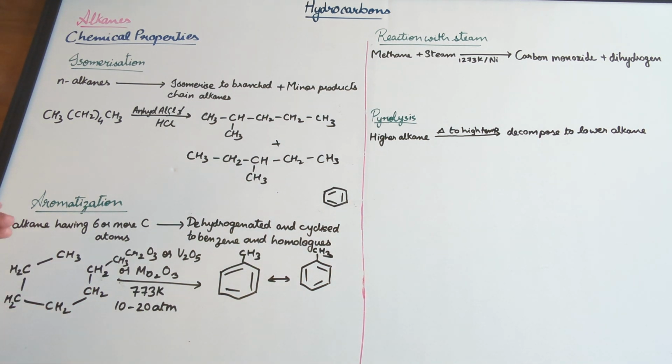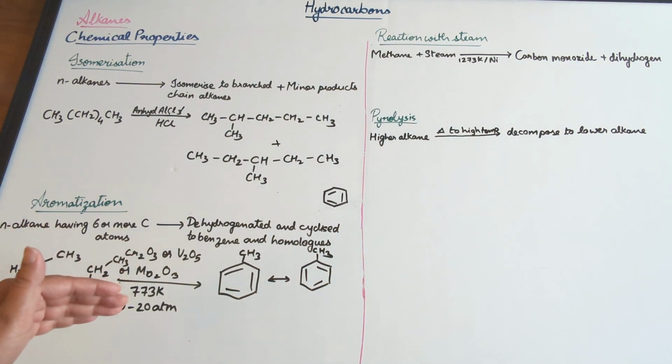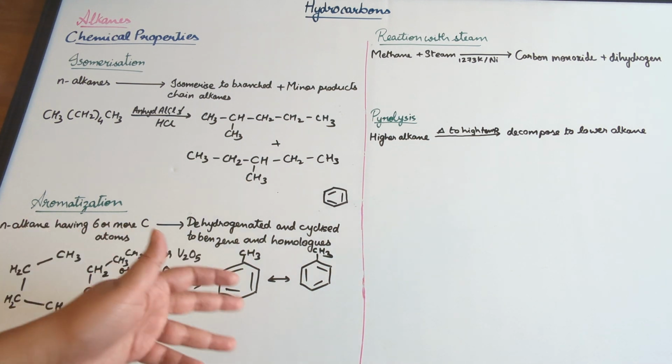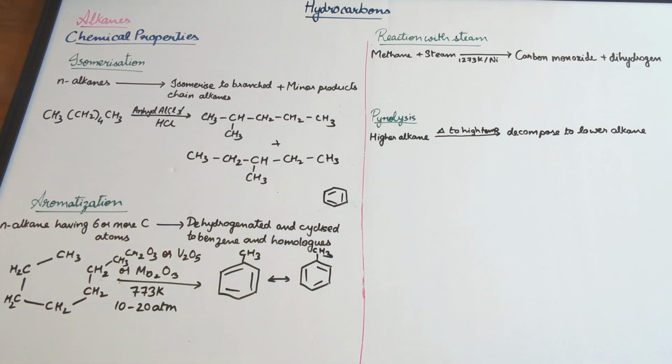Aromatization is for alkanes having 6 or more than 6 carbon atoms in the presence of oxides of chromium, vanadium, or molybdenum. At a temperature of 773 Kelvin and pressure of 10 to 20 atmospheres, they undergo aromatization to lead to the formation of benzene and its homologues. When we take hexane, we're getting a benzene ring. When we took heptane, we're getting toluene. The next one is reaction with steam.